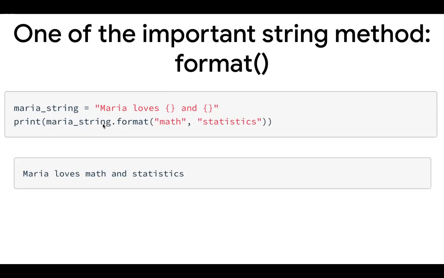And in the format statement, we just write the variable name, Maria string, then format, and put the parameters that we want to, how to say, transfer, I don't know the good word, to the string. So we put math and statistics, and this would be in place of these square brackets here. So Maria loves math and statistics.